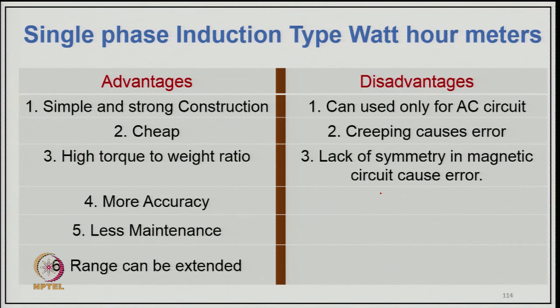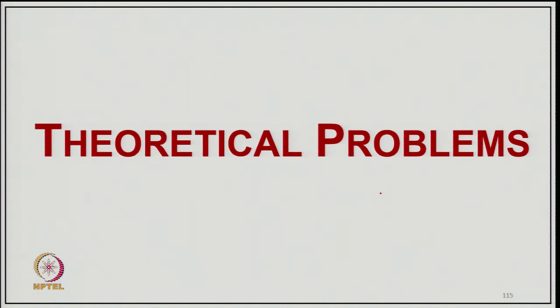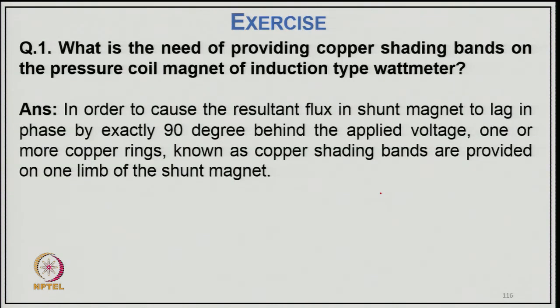Now, coming to the advantages: simple and strong construction. Second, it is cheap, with a higher torque to weight ratio, more accuracy, less maintenance, and the range can be extended. The disadvantages: it can be used only for AC circuits, creeping causes errors, and lack of symmetry in the magnetic circuit causes error. Now, coming to typical theoretical problems.